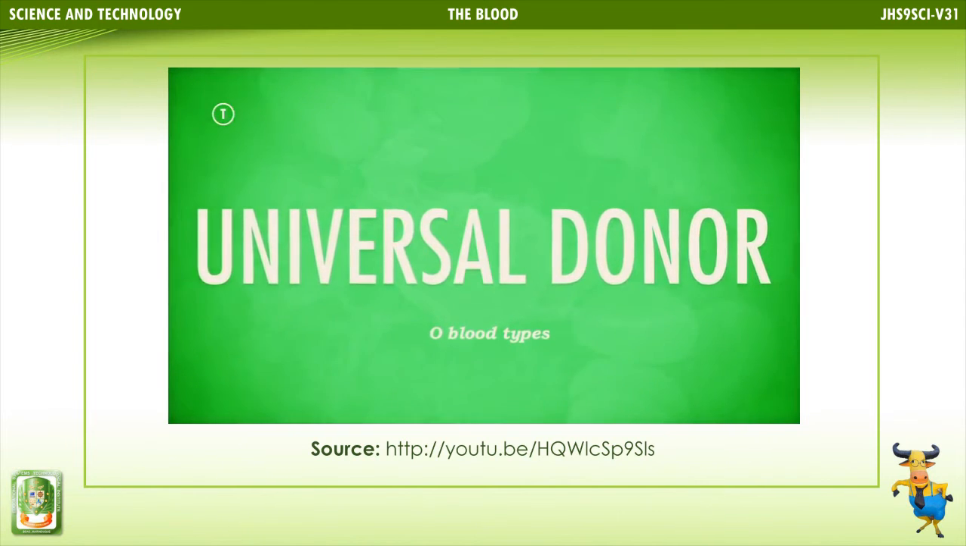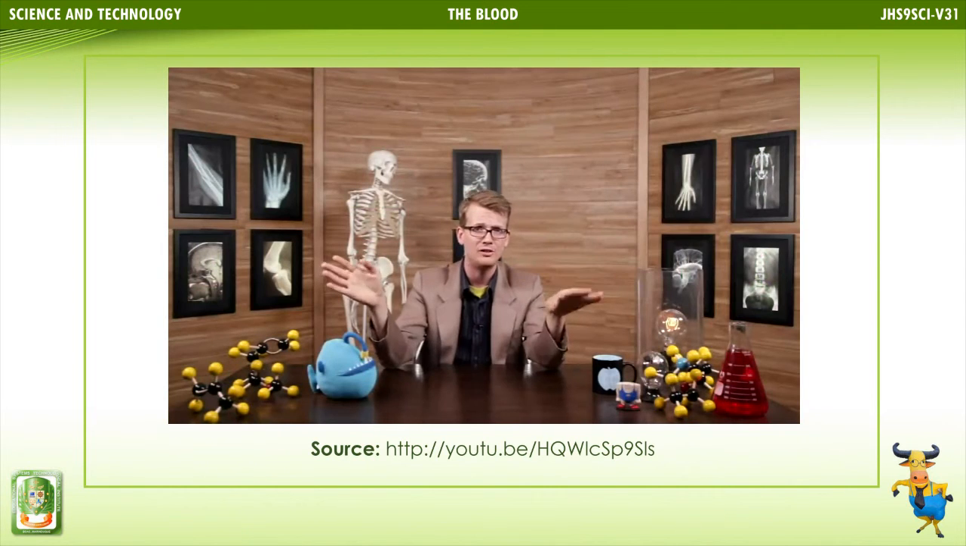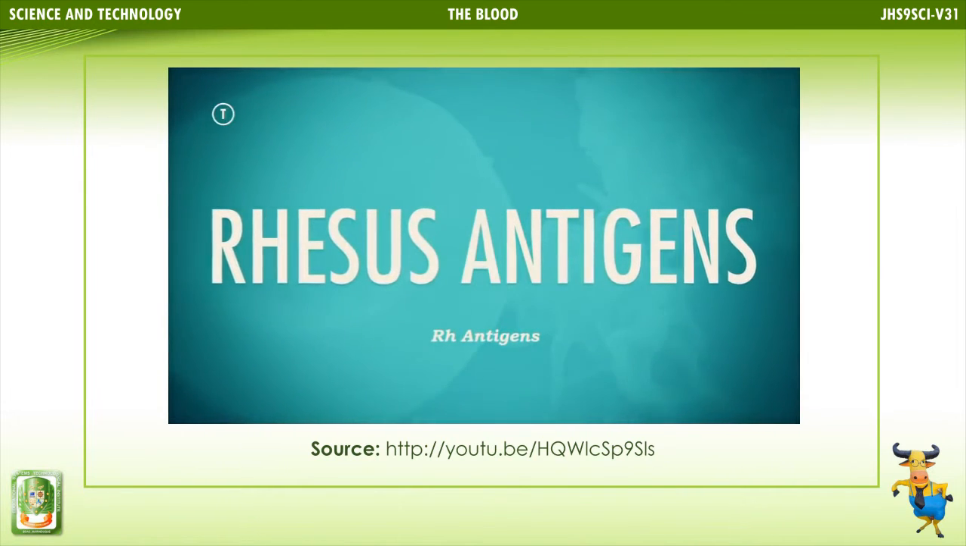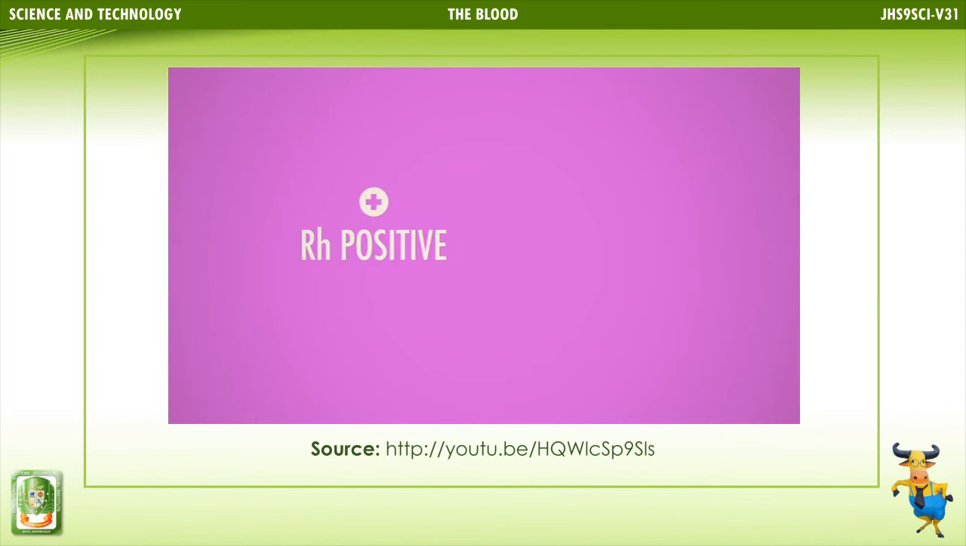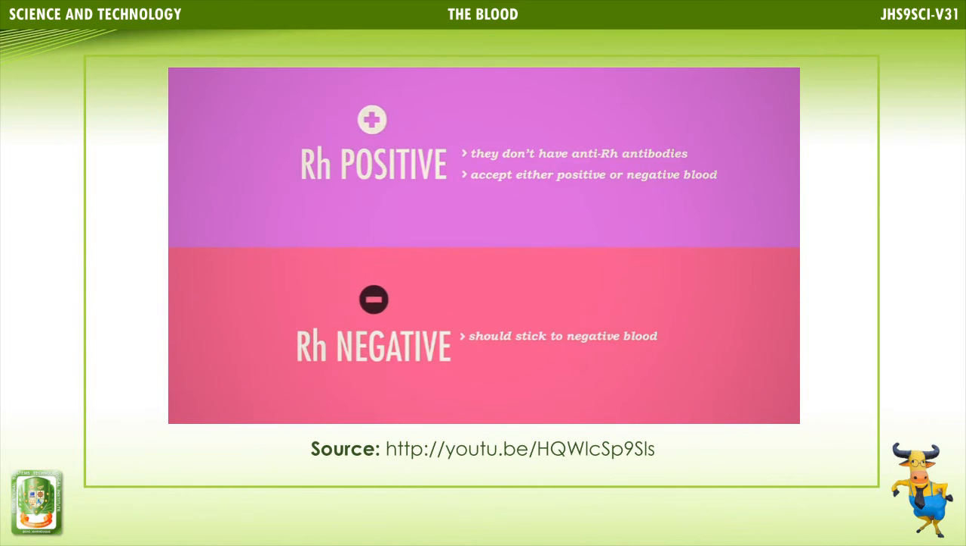But just to complicate things a little bit more, you've got a whole other set of antigens with totally different protocol. These are your rhesus or Rh antigens, named after the species of monkey they were first identified in. Much like A and B, you either have the Rh antigens, in which case you're Rh positive, or you don't and are Rh negative. Most of the population is Rh positive, so they don't have the anti-Rh antibodies, which means they can accept either positive or negative blood, but negative types should stick to just the Rh negative blood.